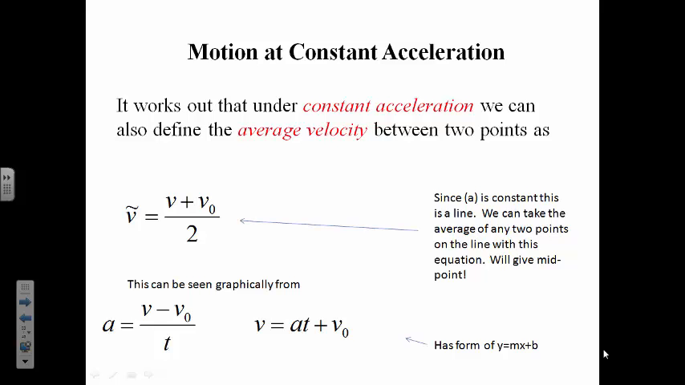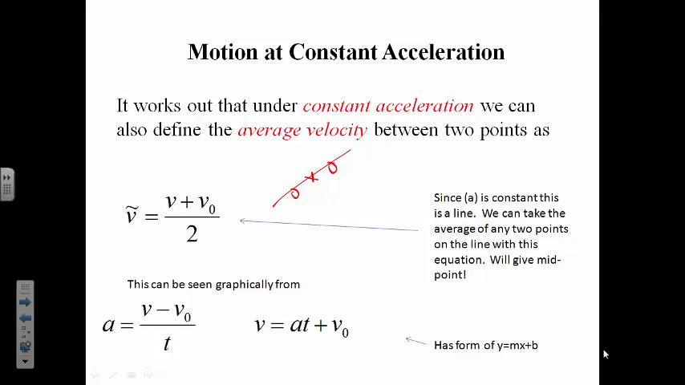So we're going to start by saying that the average velocity can also be thought of as v plus v0 divided by 2. And this is fine because if we look at two points on a straight line, point 1 and point 2, the midpoint is always going to be between those two points on the line. So that's why we can call the average velocity the average of those two points.